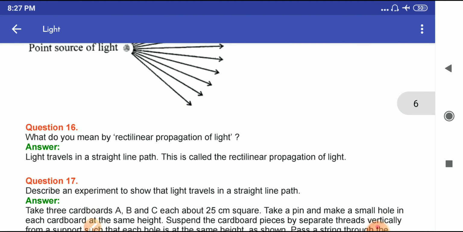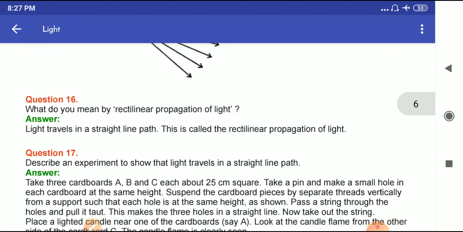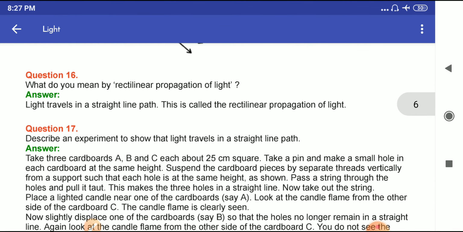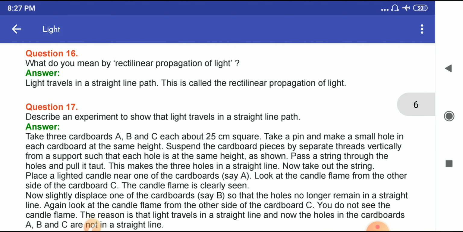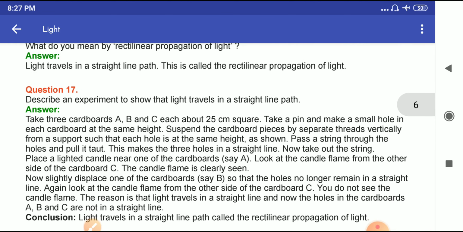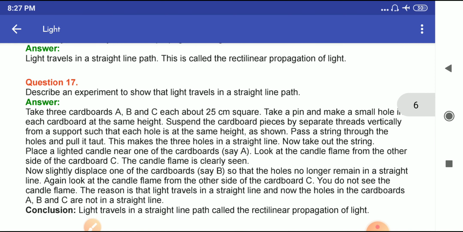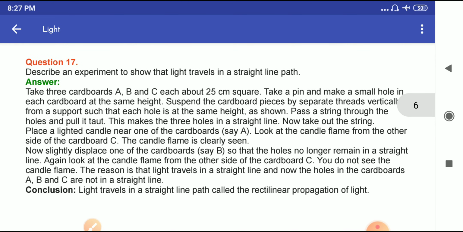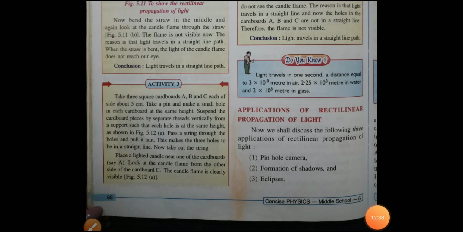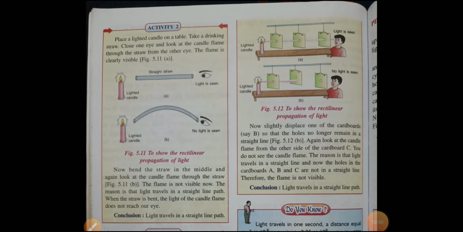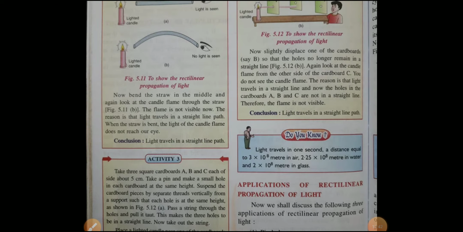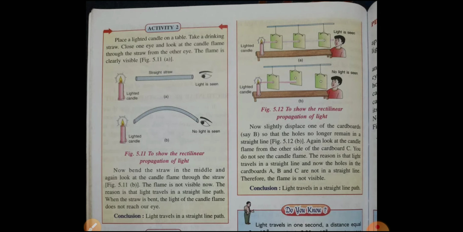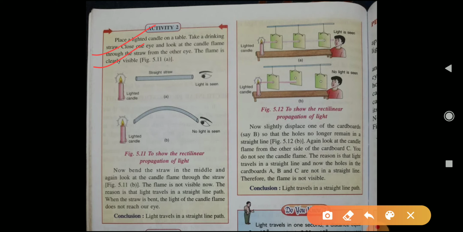What do you mean by rectilinear propagation of light? Light travels in a straight line path, and this is called the rectilinear propagation of light. Now describe an experiment to show that light travels in a straight line path. This you can write from here or from the lesson. From page number 68, you can write activity 2 or you can also write activity 3, and you have to draw the diagram also.